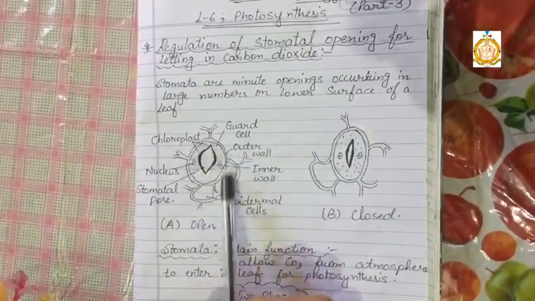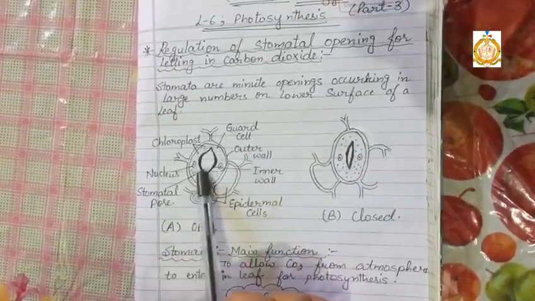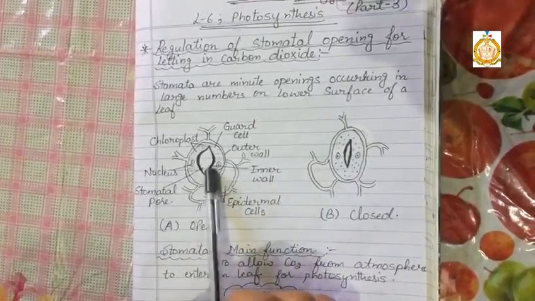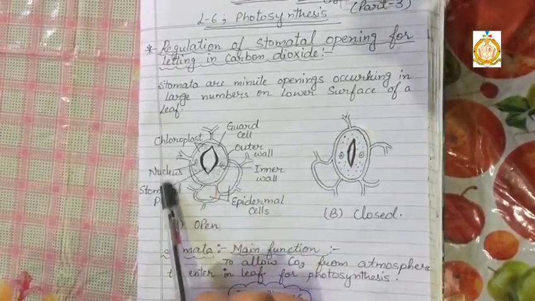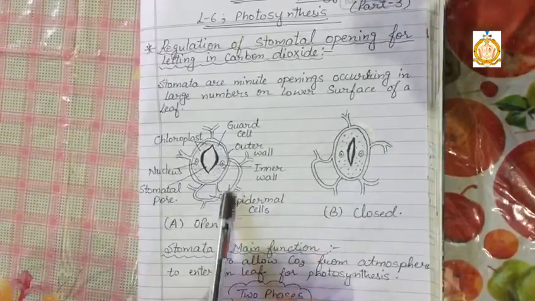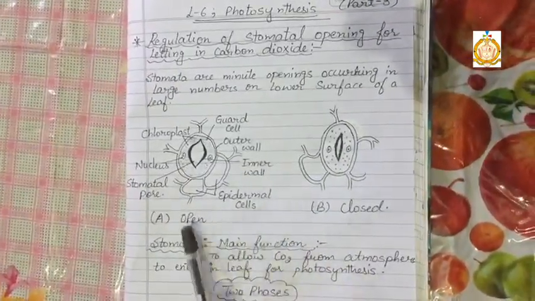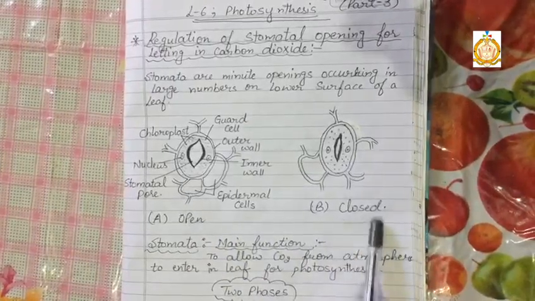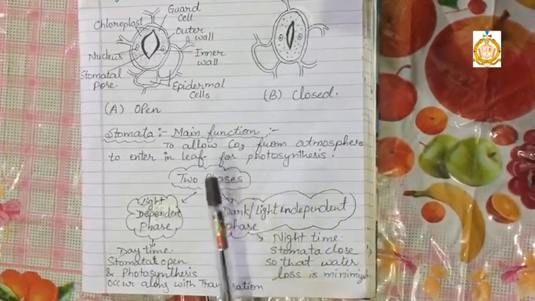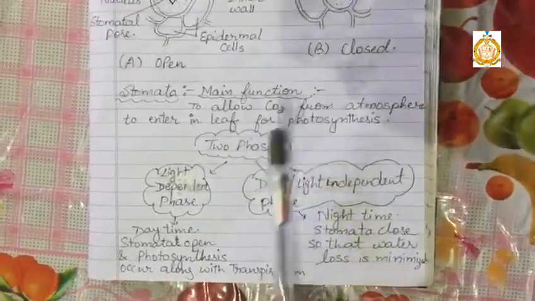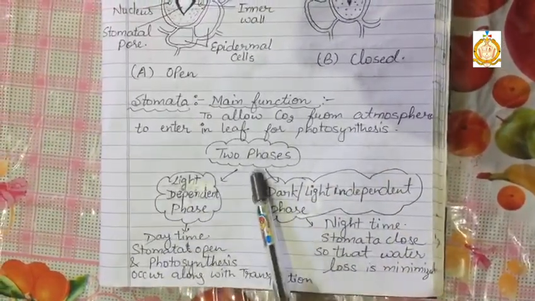And the stomata have an outer wall as well as an inner wall. This is known as the inner wall, this is known as the outer wall, and this is known as the stomatal pore, and these are the epidermal cells. So this is the open structure of a stomata, and this is the closed structure of a stomata. If we talk about photosynthesis, it allows the carbon dioxide to enter inside the leaf for the photosynthesis process.